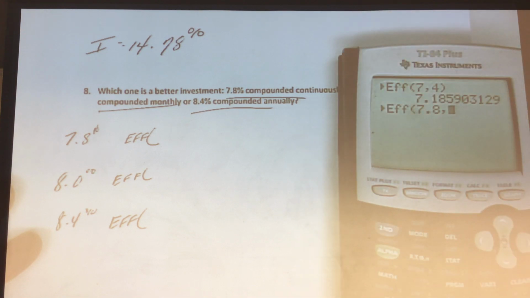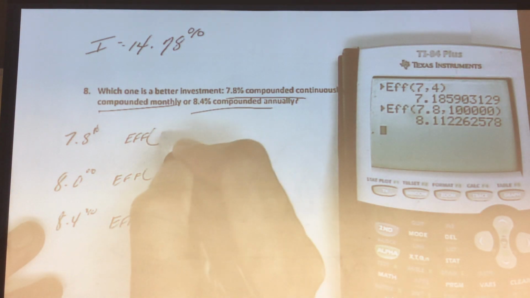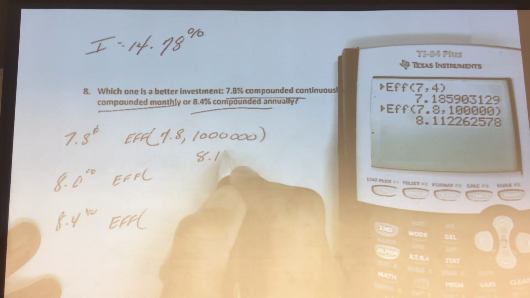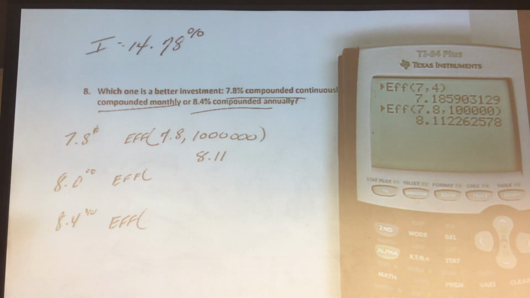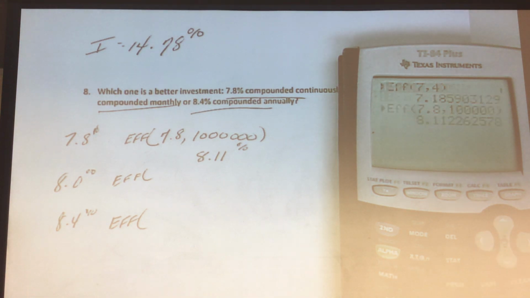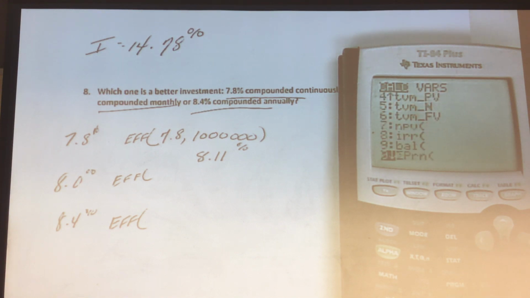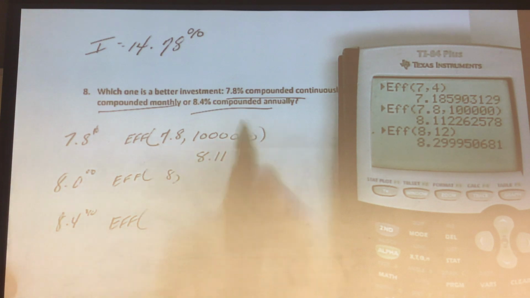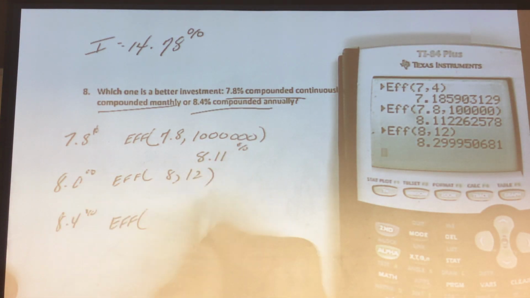Compounded continuously is 1 million. And that true rate is 8.11%. Now let's find the effective rate for 8%. And 8% is apps, finance, EFF. And we have 8, comma, compounded monthly is 12. And the true rate for 8% is 8.30%.